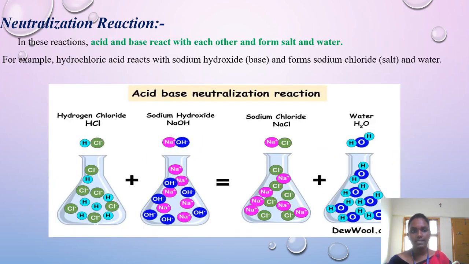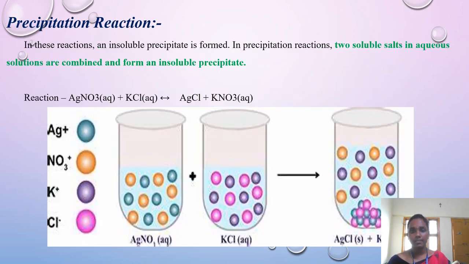A neutralization reaction is when an acid and a base react with each other to form salt and water. For example, hydrochloric acid reacts with sodium hydroxide to give sodium chloride plus water. And a precipitation reaction is when two soluble salts in aqueous solutions are combined and form an insoluble precipitate. For example, silver nitrate reacts with potassium chloride to give silver chloride plus potassium nitrate.